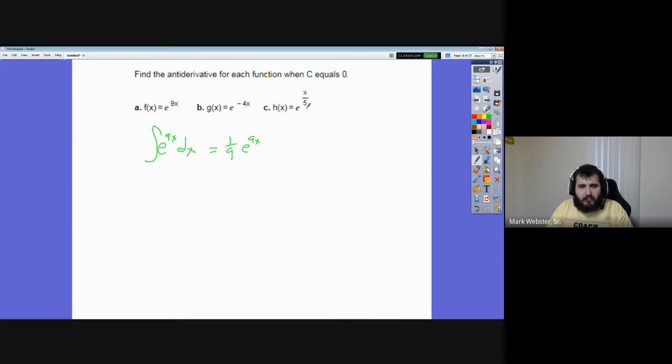Same thing here, right? For part B, what we should end up with is this same thing divided by -4. So for part B, -1/4 e to the -4x. For part C, dividing by 1/5 is the same thing as multiplying by 5. So we end up with 5 e to the x over 5. And again, these will all have plus c's, and here for each function when c equals 0. So we're going to get rid of them anyway. All right, that's all we're doing with this stuff.